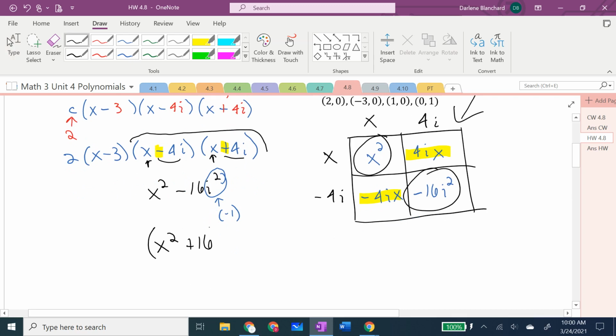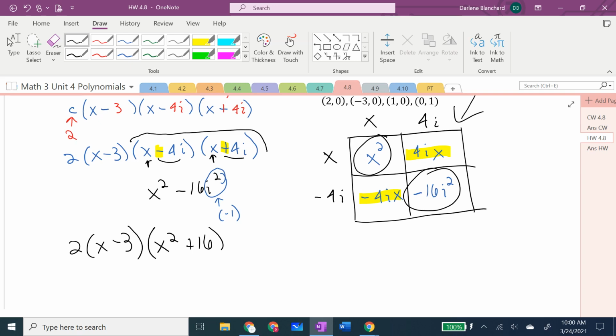Now at this point, we have a 2 and x minus 3, and we have this. You only multiply two things at a time. It doesn't matter what order you multiply in these situations. If you want to multiply the 2 into one of the two factors, you can do that. If you want to hold off, you can also do that.